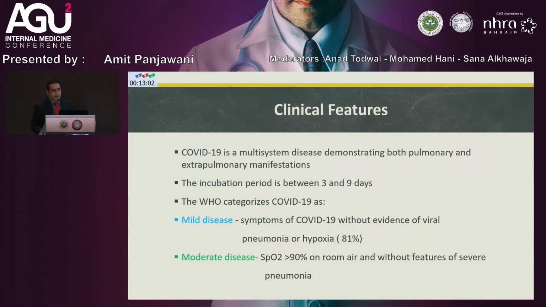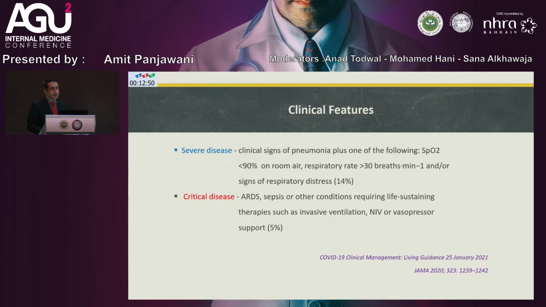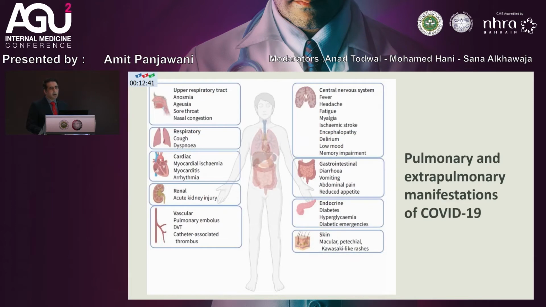The main clinical features, as I've already mentioned earlier, would be COVID-related pneumonia, which can be mild, moderate, or severe. Thankfully, the severe and the critical forms of the illness are seen in less than 5% of the cases. I would like to mention over here that COVID-related infection is a multi-system disease, as we all would be aware by now, and it affects almost all the systems in the body, starting from the cardiovascular system, the neurological system, the renal, endocrine, the GI system, you name it, and those systems can be affected with this infection.